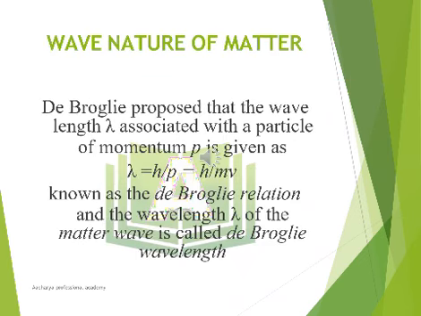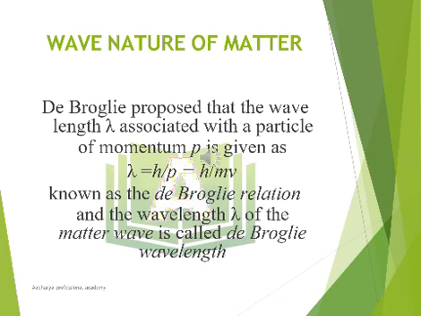Now we discuss the wave nature of matter. de Broglie proposed that matter also behaves like waves. He proposed that the wavelength associated with a particle of momentum p is given as lambda is equal to h by p. This is called the de Broglie wavelength.